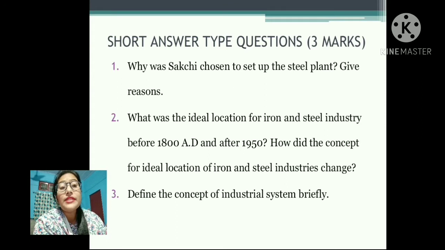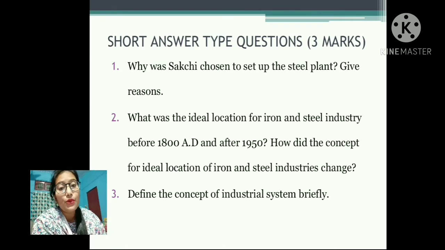But students, after 1950, there was a change in choosing the ideal location for industries. Later on, industries were chosen to be set up in places which were near the big land surface, near the seaports. So this is how the ideal location for industries has changed gradually over time.